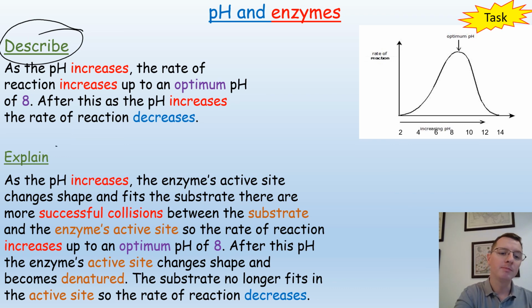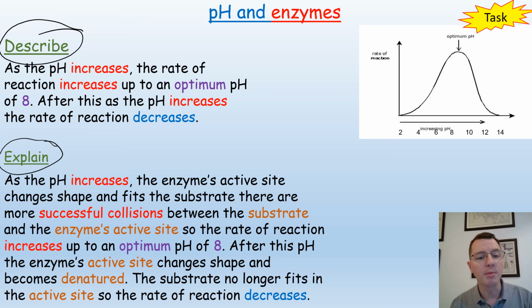Can we explain why? As the pH increases, the enzyme's active sites change shape and fit the substrate better. So there are more successful collisions between the substrate and the enzyme's active site. So the rate of reaction increases up to an optimum pH of 8. After this pH, the enzyme's active site changes shape, becomes denatured, and the substrate no longer fits into the active site, so the rate of reaction decreases. If you can remember these paragraphs, you should be able to pick up a large amount of marks in your exam. You just have to understand when to apply this knowledge to what particular questions.